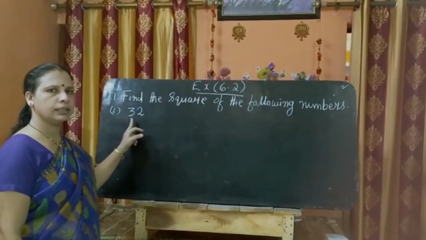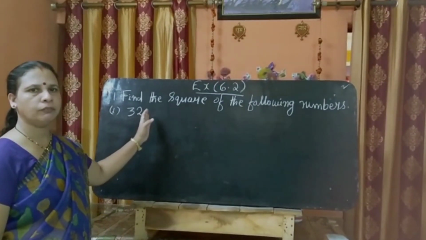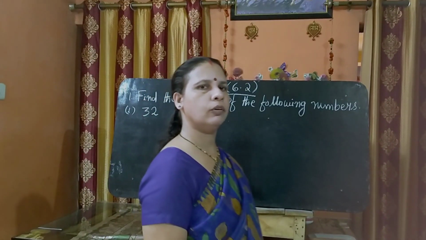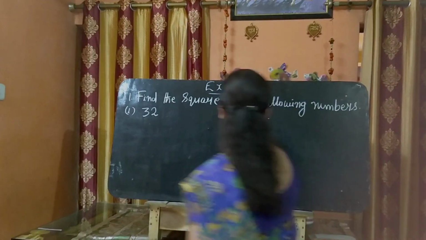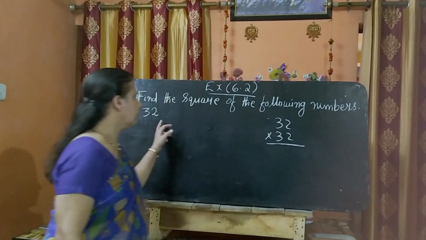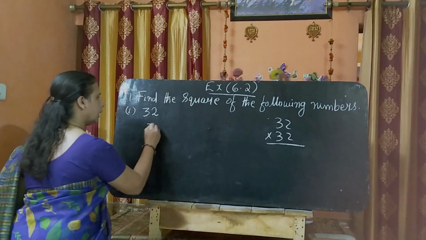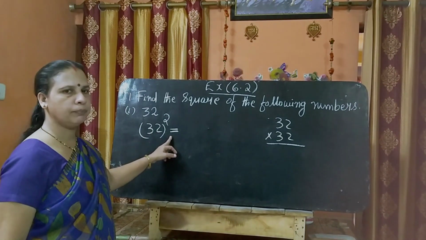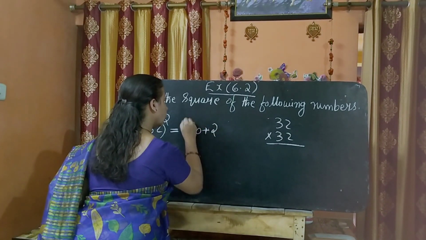First part is 32. We have to find out the square of this number. We learned that the square of a number is a number multiplied by itself. That is 32 square, 32 into 32. But here we have to use the formula for identity. First, 32 square. We have to expand this number 32 here: 30 plus 2 the whole square.